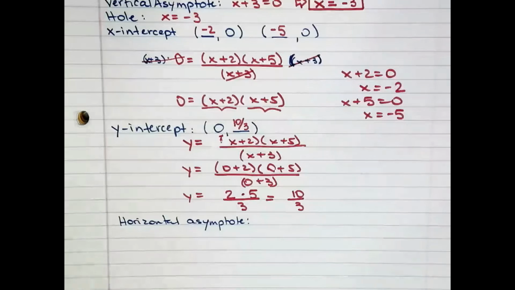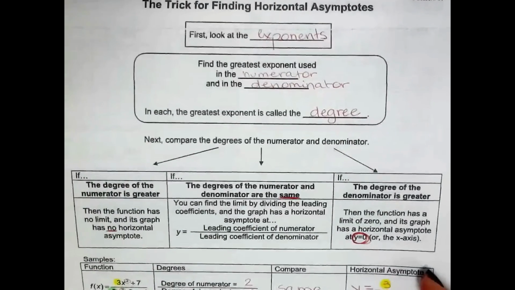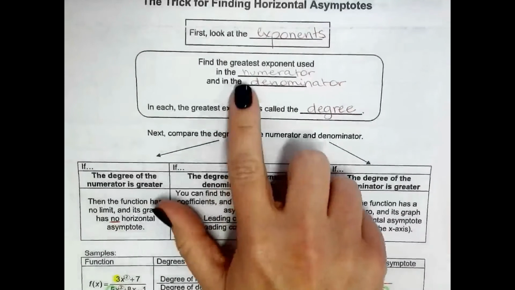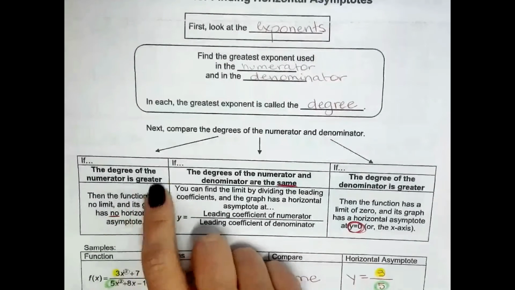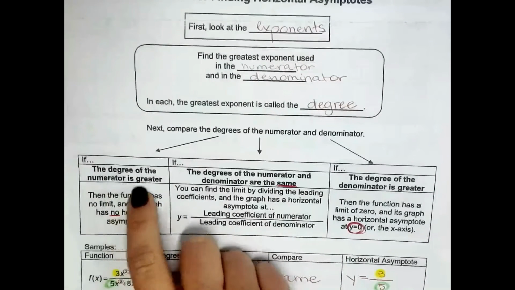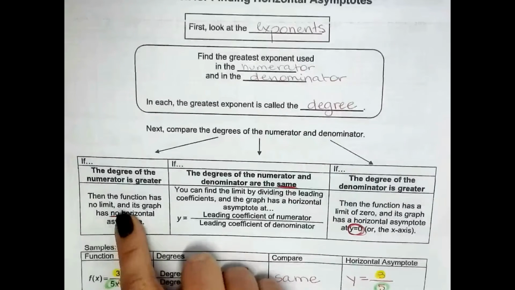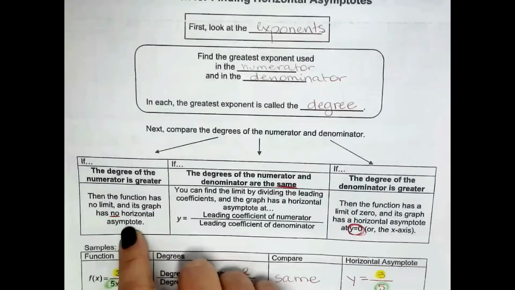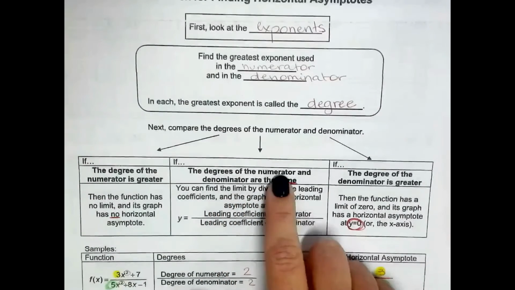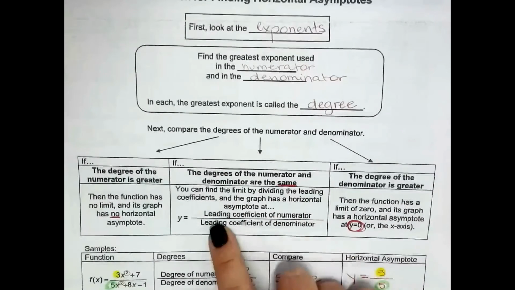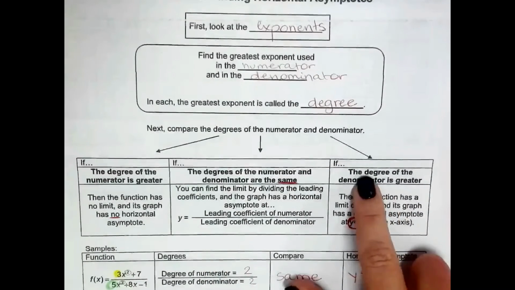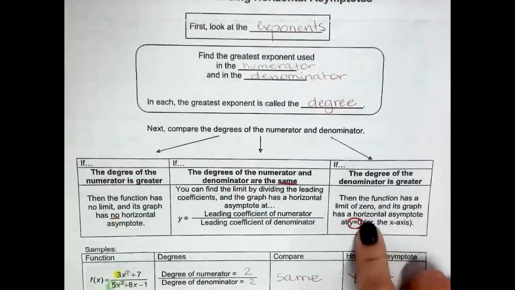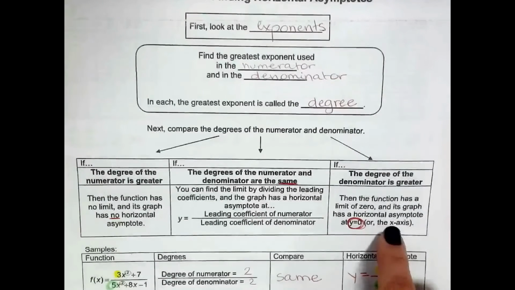Now, I have a little cheat sheet over here that I've used for years. If you had me for Algebra 1, you probably remember. So the trick here, you will compare the degree of the numerator and the denominator. If the degree of the numerator is greater, then you have no horizontal asymptote. If the degrees of the numerator and the denominator are the same, then you get the leading coefficient of the numerator and divide by the leading coefficient of the denominator. But if the degree of the denominator is greater, then your horizontal asymptote will be right there, the x-axis.